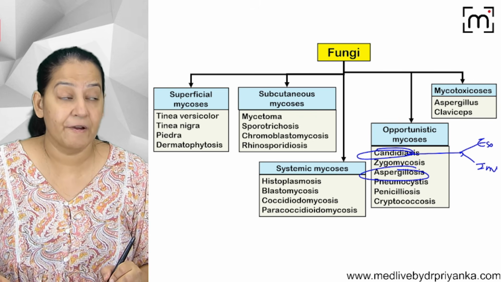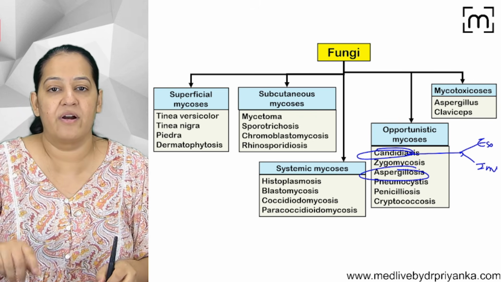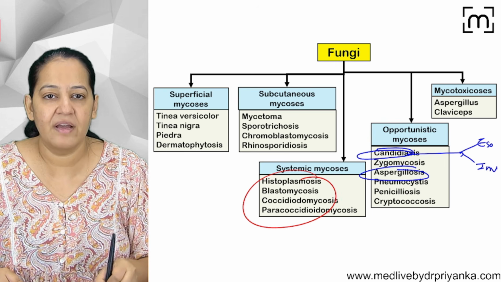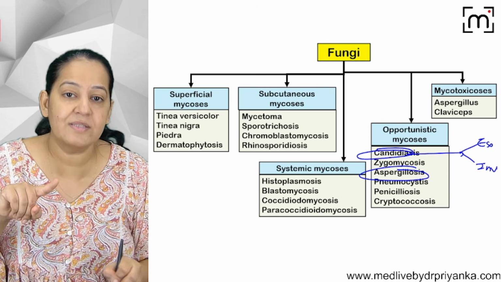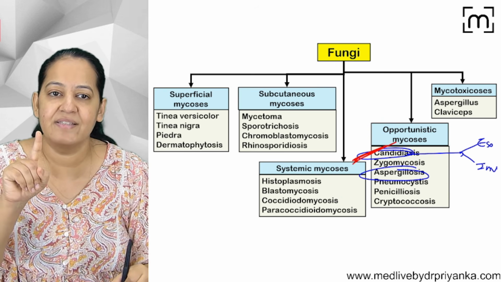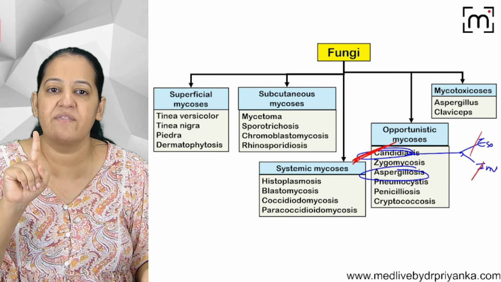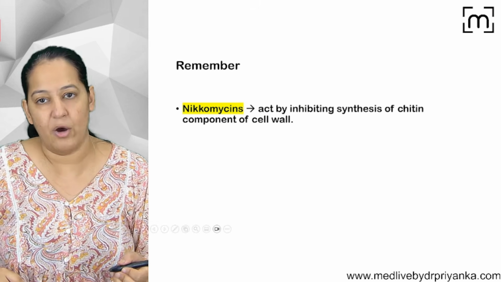Amphotericin B was the first line drug in the eight fungal disorders, 4 systemic and 4 opportunistic. This one is drug of choice only in 2: candidiasis, esophageal candidiasis, invasive candidiasis and aspergillosis. This is how you have to learn.